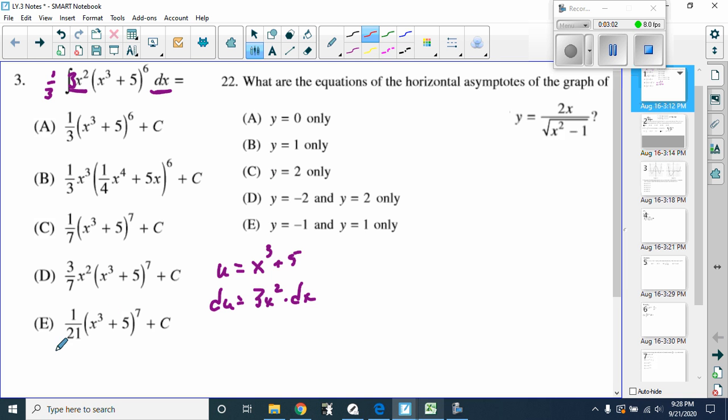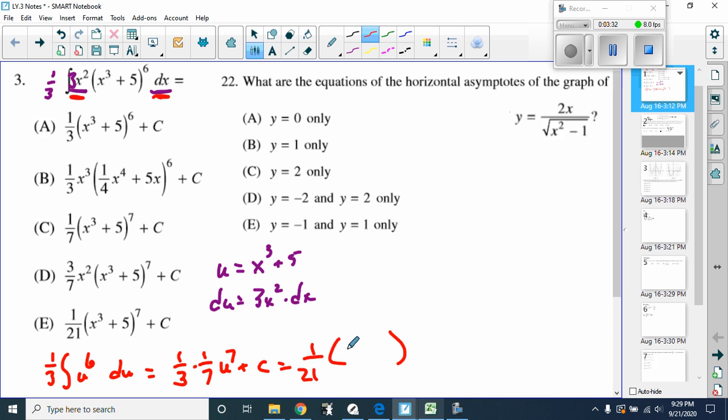So when I rewrite this in terms of u, I've got 1/3 times the integral 3x squared dx becomes du, and here I have u to the 6th. When we integrate to an exponent, we add 1 to the exponent and divide by that same thing. So I get 1/21 times u, which is x cubed plus 5, to the 7th plus c. Looks like e.